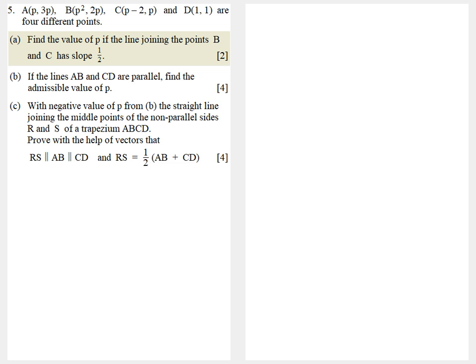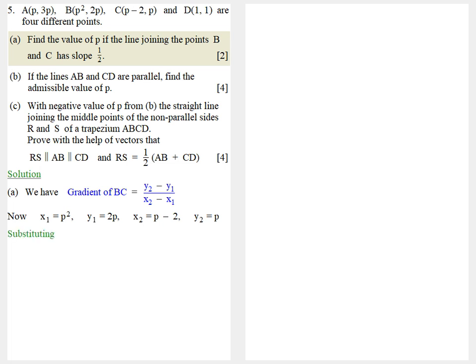Now in part A, we have to find the value of p if the line joining the points B and C has slope a half. To solve this, we use the gradient formula. The gradient of BC is y2 minus y1 over x2 minus x1, where x1 is p squared, y1 equals 2p, x2 equals p minus 2, and y2 equals p. Now if we substitute, we get (p minus 2p) over (p minus 2 minus p squared) equals a half.